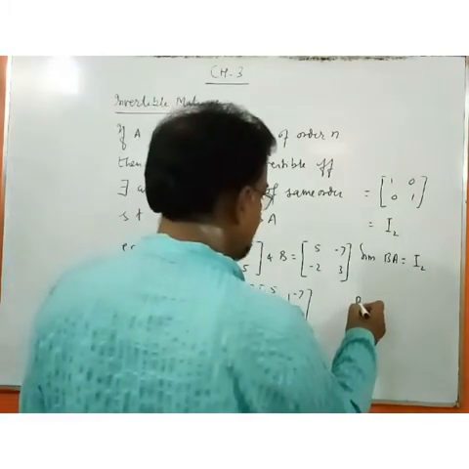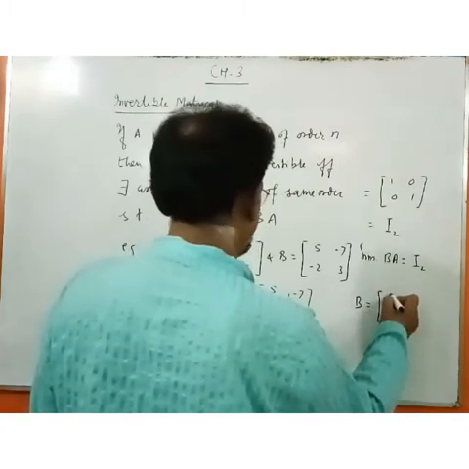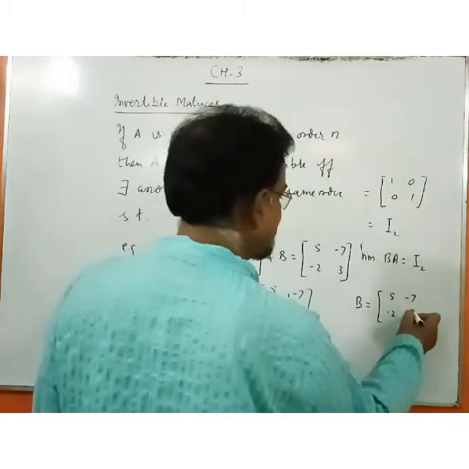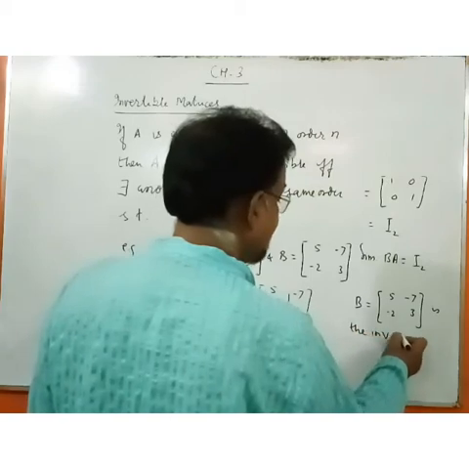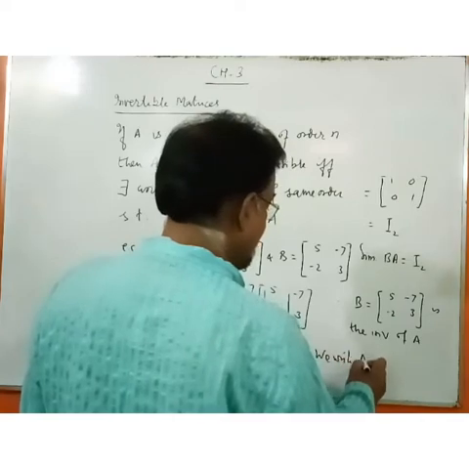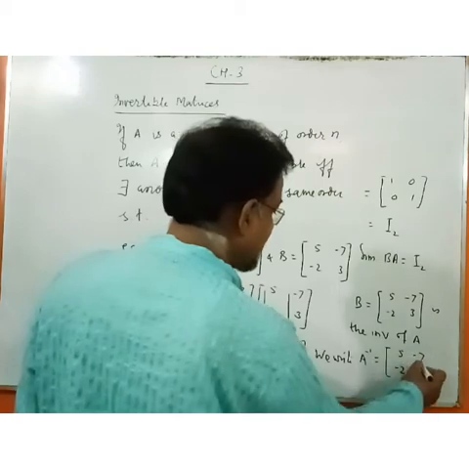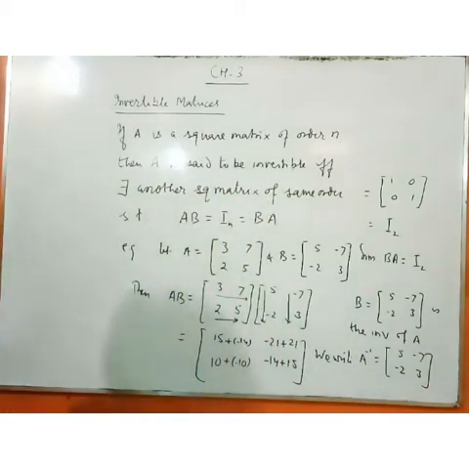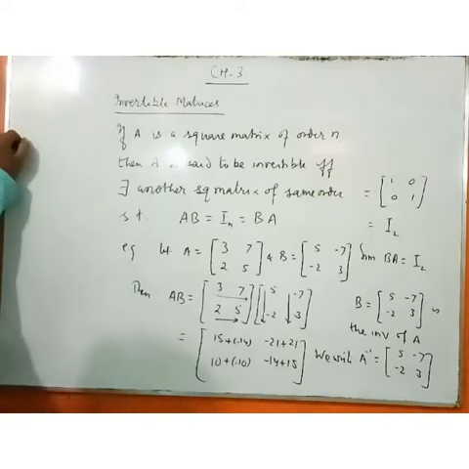In this way you are getting [1 0; 0 1], which is equal to I2. Similarly, if you will find the product BA, it will also give you I2. Therefore, B, which is [5 -7; -2 3], is the inverse of A. We write A inverse is equal to [5 -7; -2 3]. This is the example that shows how inverse we can find and what is an invertible matrix.